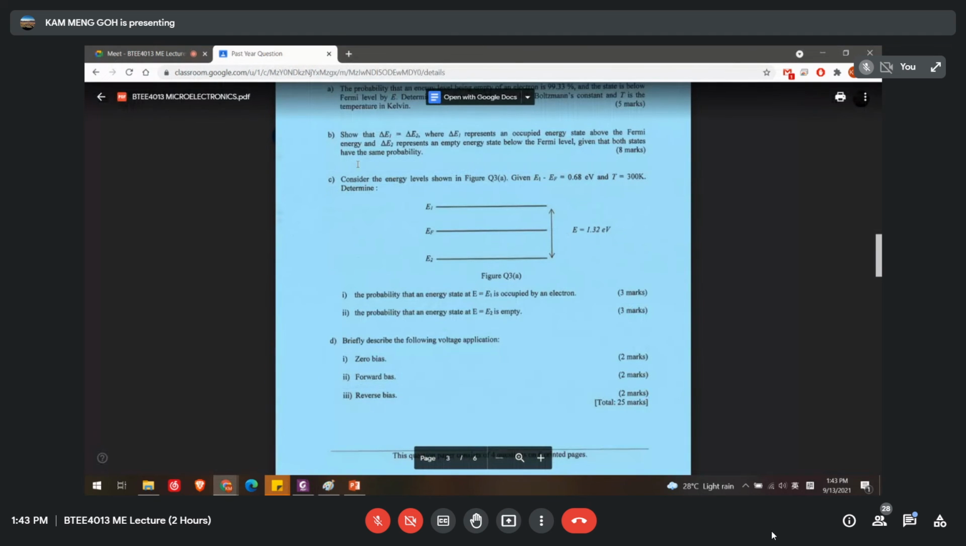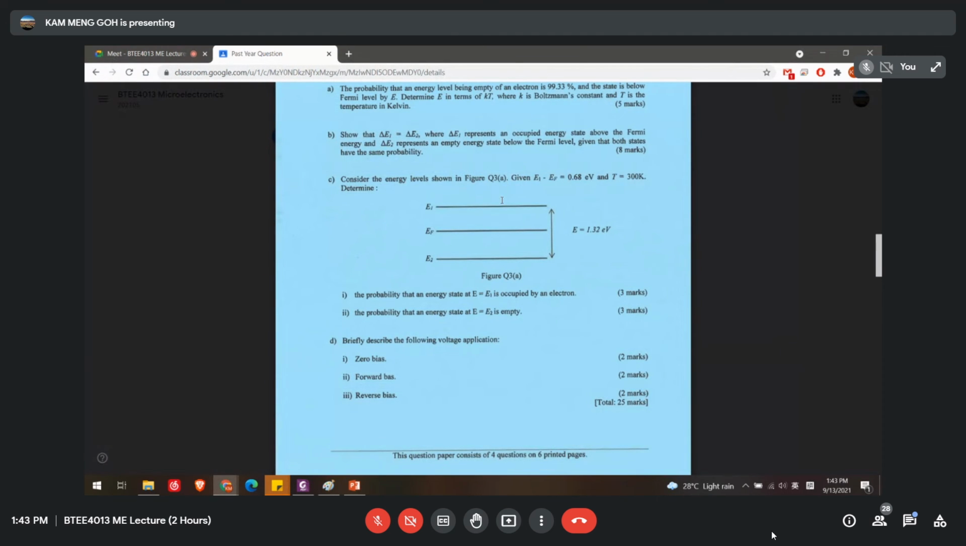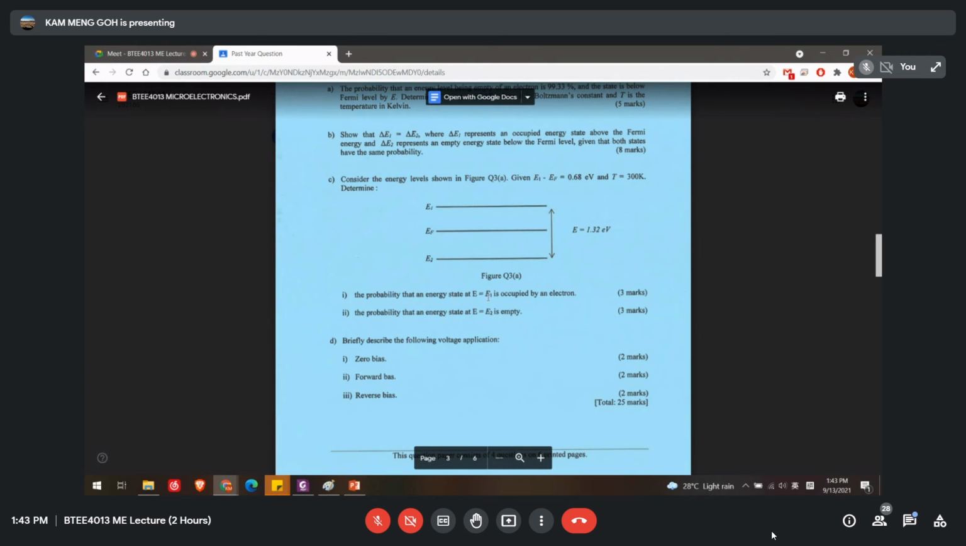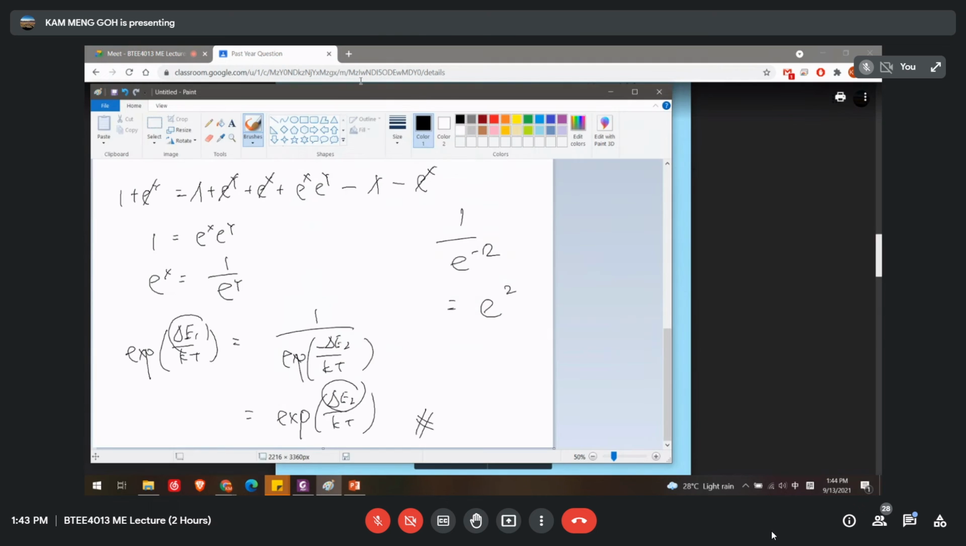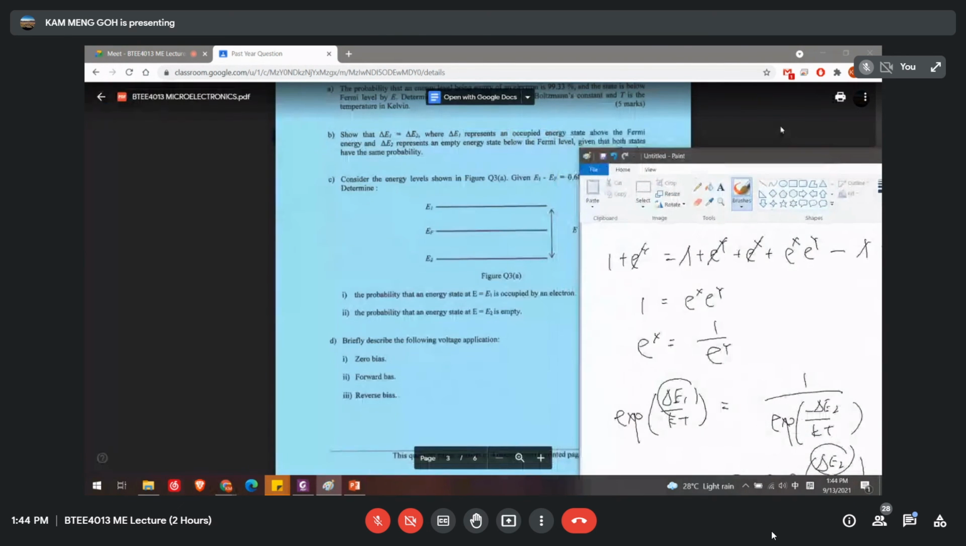Okay, consider the energy level shown in the figure Q3A, given E1 minus EF equals to 0.8. Then determine the probability of the energy state at E1 being occupied. Then for this one, calculate the E2. Okay, and then try to do the question.